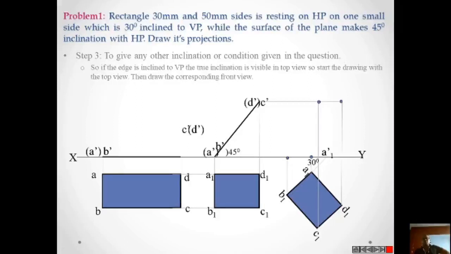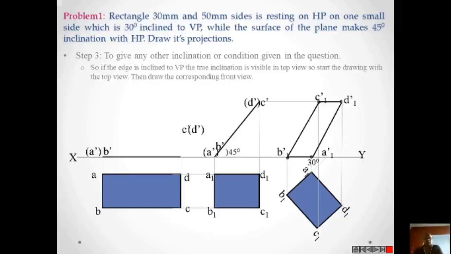So the intersection: this is the projection from A1 and the locus line from A1, the intersection is A1 dash. Projection from B1, locus line from B1, intersection is B1 dash. Similarly, projection from C1, locus line from C1, C1 dash, projection from D1 and locus line from D1 will give D1 dash. Now join all these points, you will get the final front view. So these are the 3 steps in which we have to draw the projection of planes.